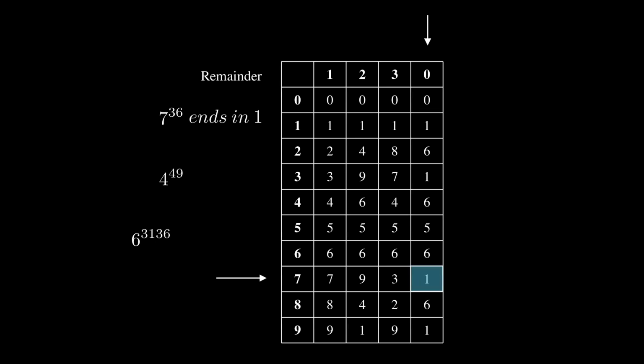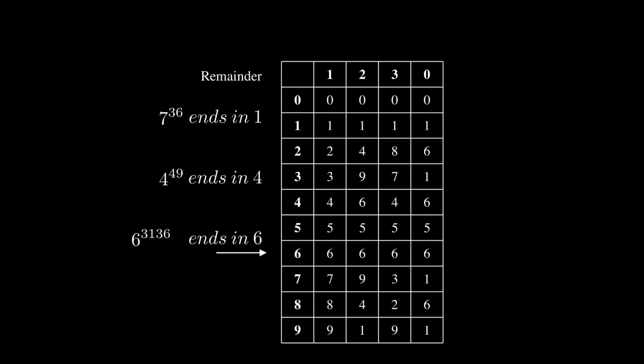The next question is similar. We can go to the 4th row and the column marked 1, because 49 divided by 4 leaves a remainder of 1. The intersection gives us the 4, so that's our answer. The final question asks us to find the units digit of 6 to the power of 3,136. We could use the method we used in the previous problems, but it won't matter because 6 to the power of anything is always going to end in 6.